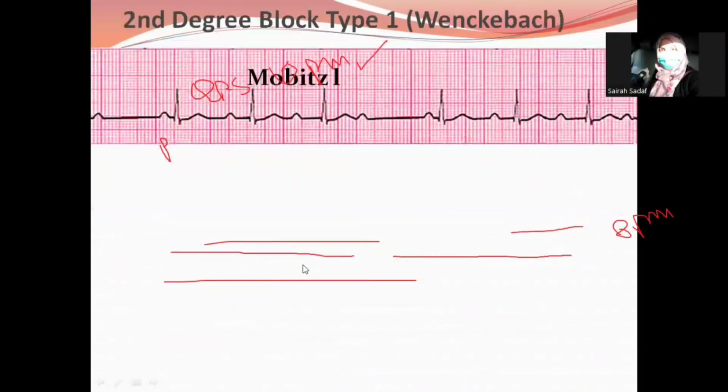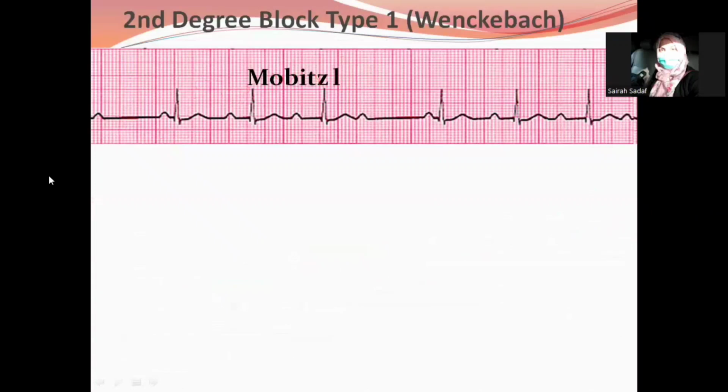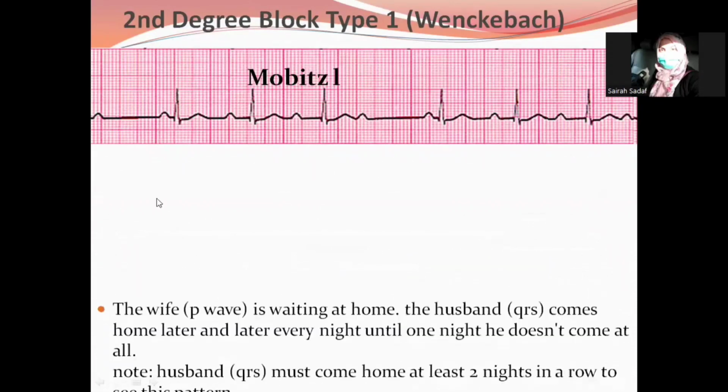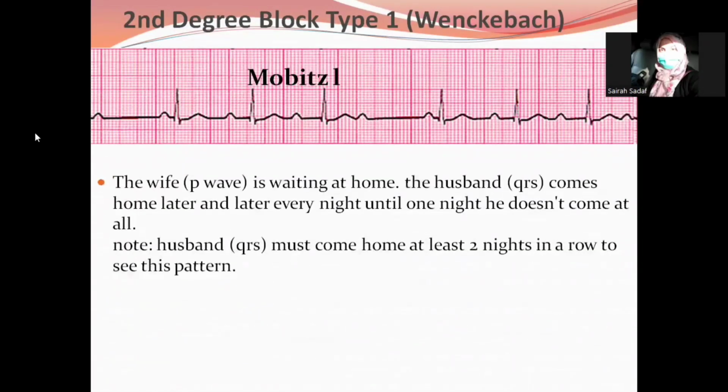Okay, now second degree AV block, that is Mobitz type 1. Now what's happening here? Let's convert the waves into characters again. Now see this.